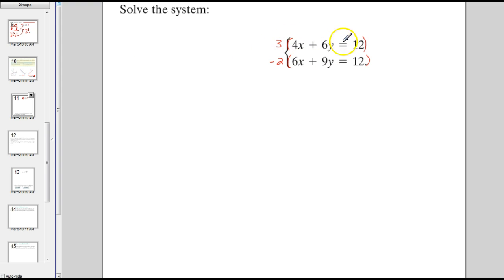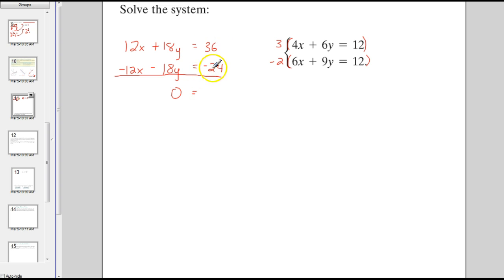Distributing the 3 to every part of the top equation and the negative 2 to every part of the bottom, I get 12x plus 18y equals 36 for the top, and negative 12x minus 18y equals negative 24 for the bottom. Notice now, I get the sign change I was looking for with x, and I also get a sign change for y. But when I add, there's nothing for x, nothing for y, there's literally nothing left on the left side when I add those two equations.